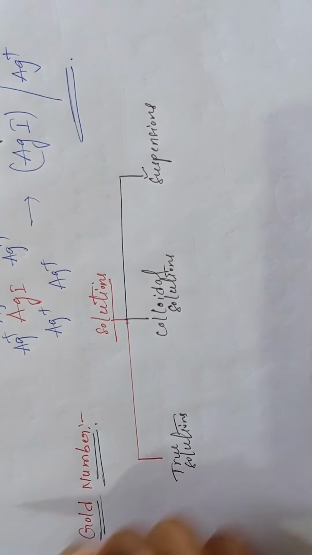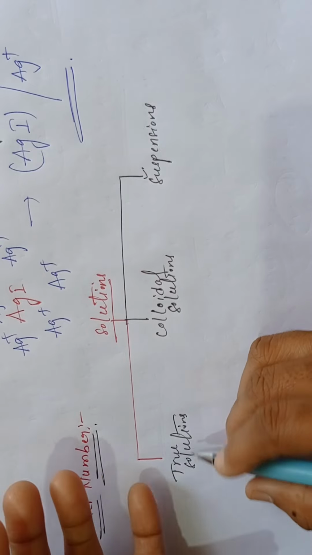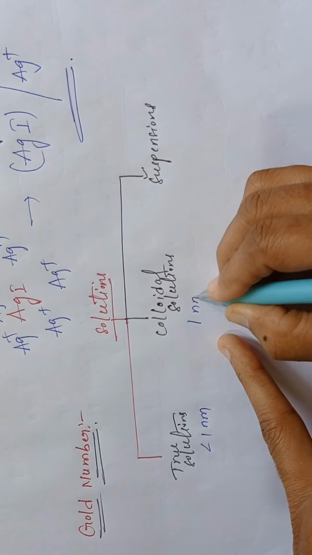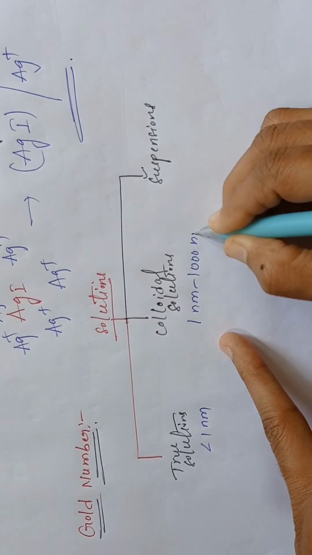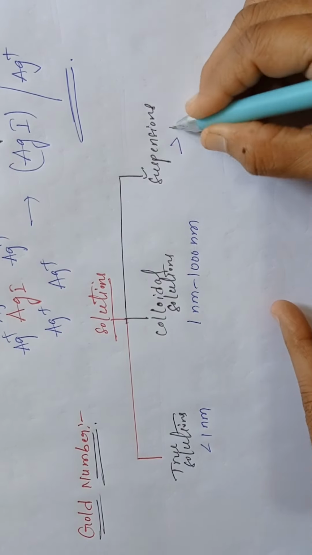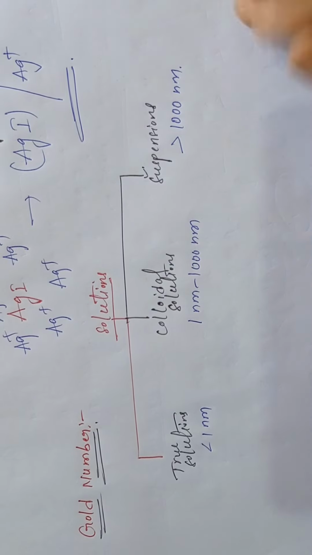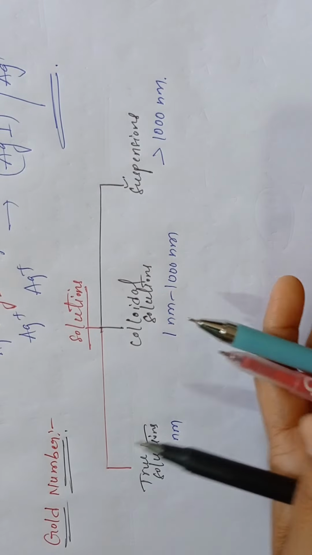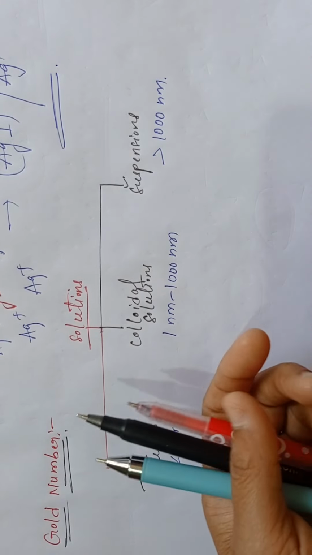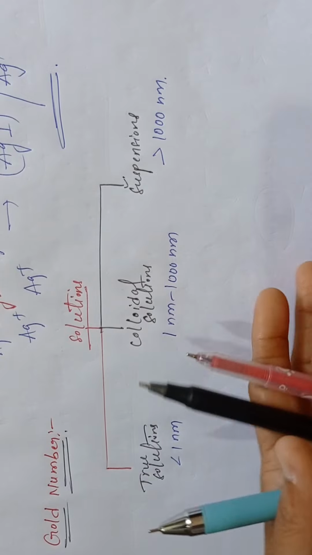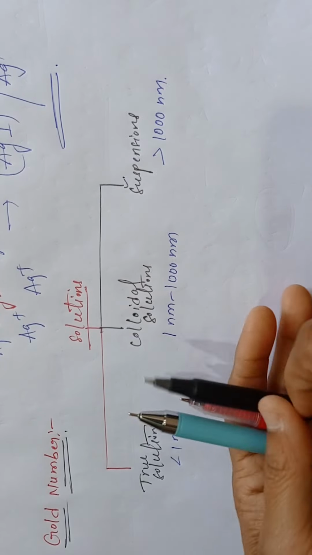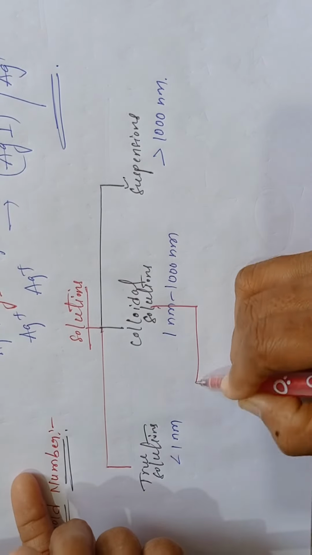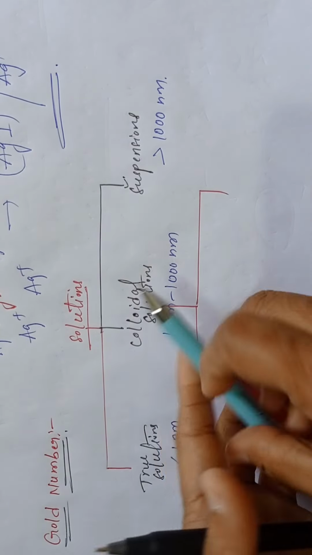So for true solutions, what is the particle size, students? Particle size is less than 1 nanometer. For colloidal solutions, the particle size is 1 nanometer to 1000 nanometers, and for suspensions the particle size is greater than 1000 nanometers. Are you clear? This is the particle size. And again, these colloidal solutions are classified into two types: lyophilic colloidal solutions and lyophobic colloidal solutions. What are the two types?